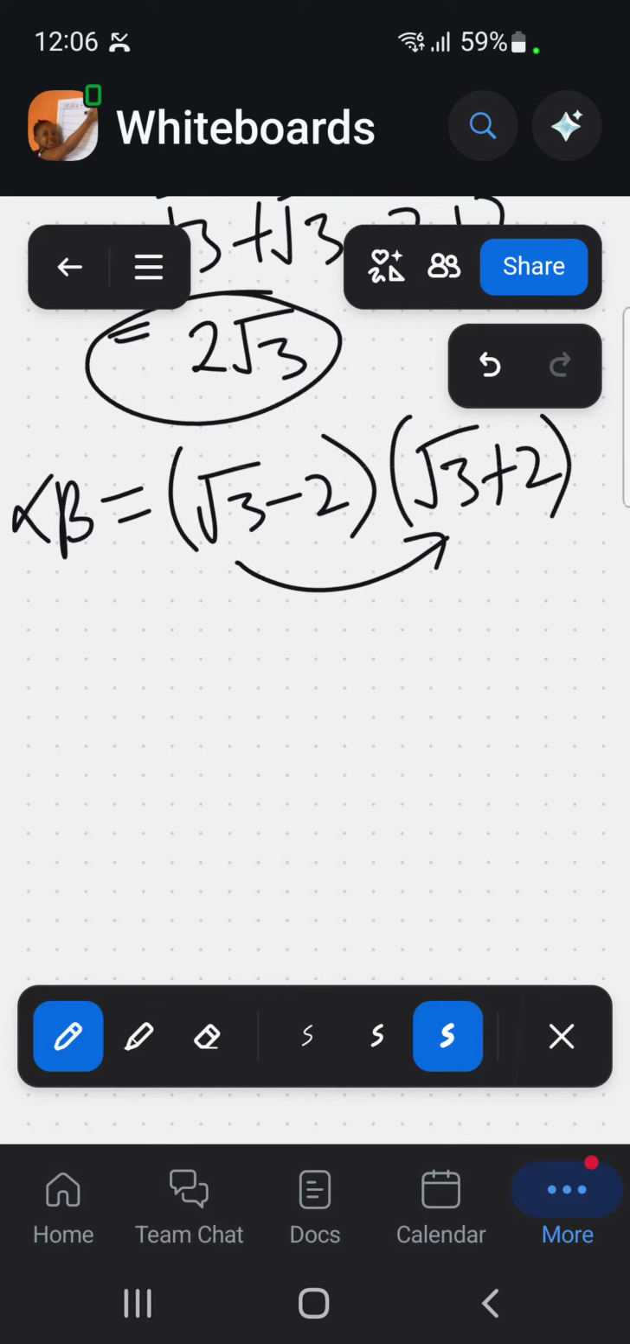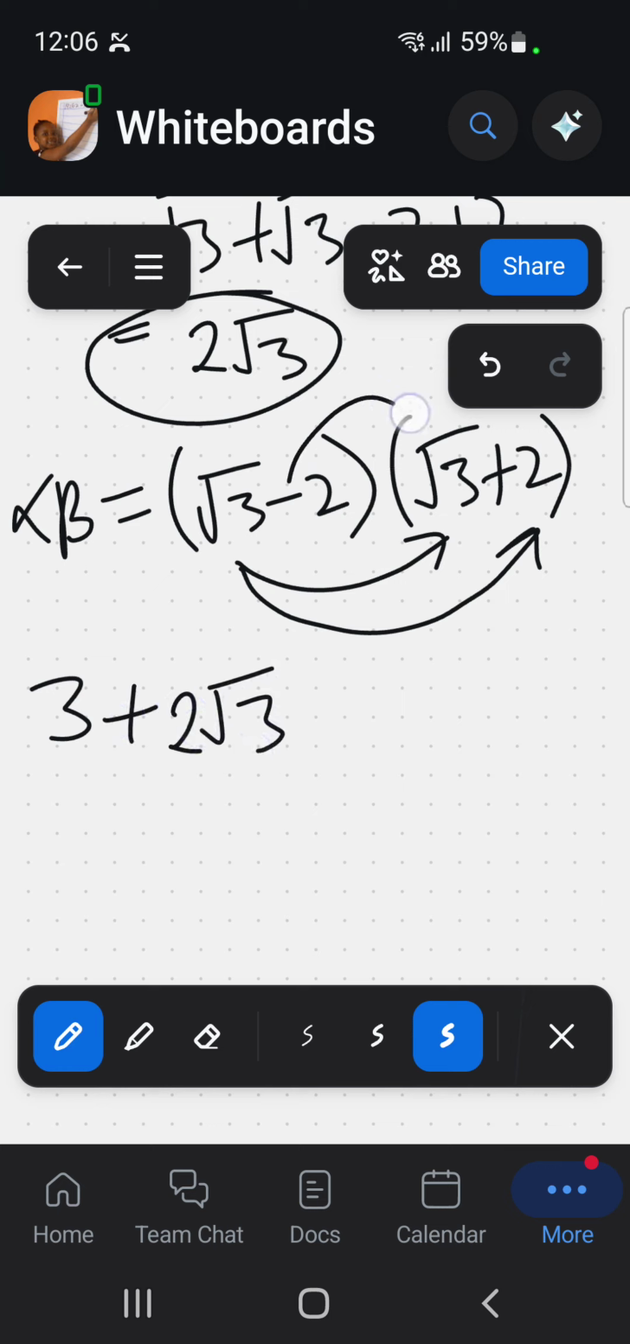Root 3 times root 3 gives you root 9, and root 9 is 3. So let's just put 3. Then we use this to also multiply this other one. So that's root 3 times 2, which gives you plus 2 root 3. Then we use this to multiply this guy here, that will give you minus 2 root 3. Then minus 2 times 2 will give you negative 4.